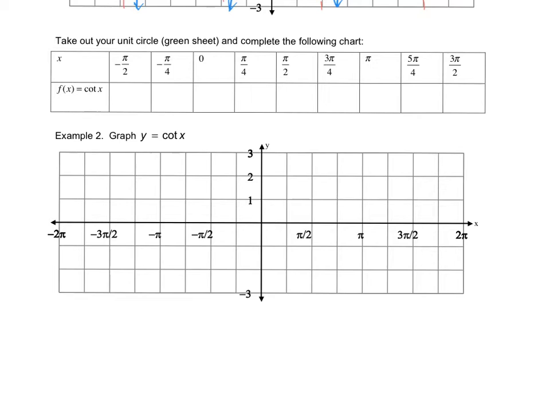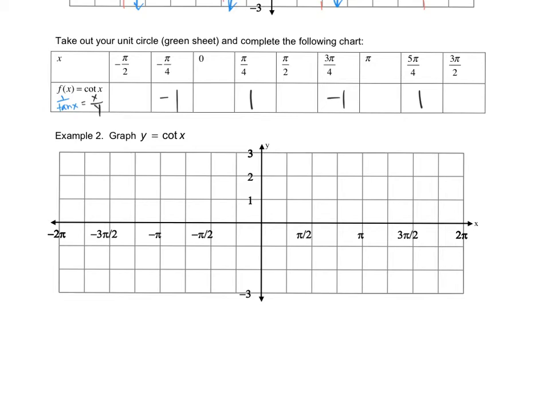Next, we're going to look at cotangent of x, which is 1 over the tangent of x, or now x over y. So the funny thing is, at our 45-degree angles, we haven't changed. So at pi over 4, it's still positive 1. At 5 pi over 4, it's still positive 1. And at 3 pi over 4 and negative pi over 4, my cotangent is also negative 1.